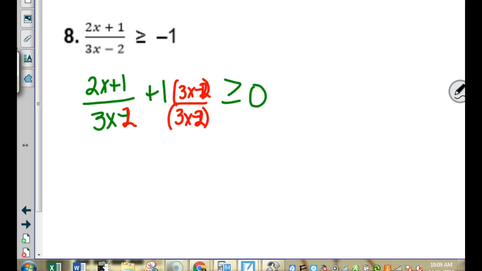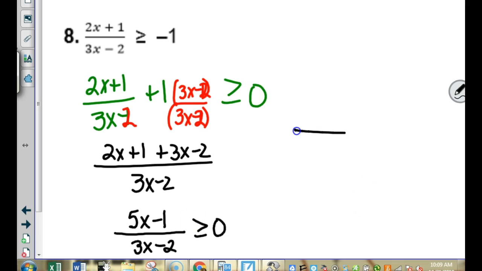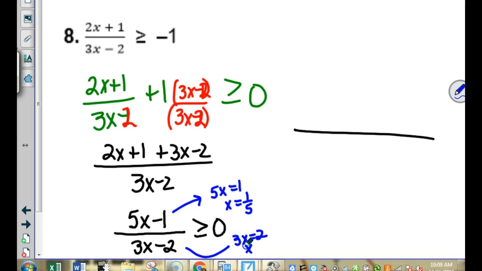Okay. So the denominator is just 3x minus 2. What's the numerator? 2x plus 1 plus 3x minus 2, which simplifies to 5x. Oh, lovely. We have a couple of dandy fractions here to work with, right? Our two critical values, if we set this equal to 0, we get 1/5 positive. We set this one equal to 0, we get 2/3 positive. Okay.